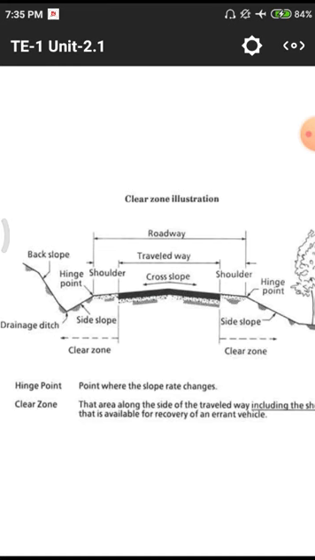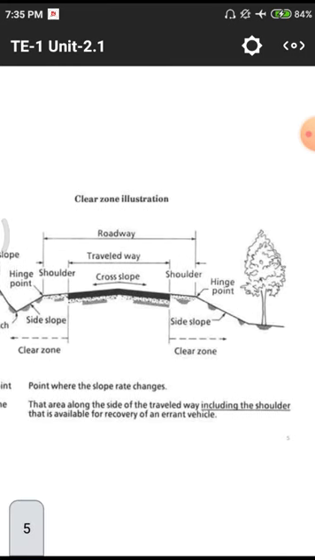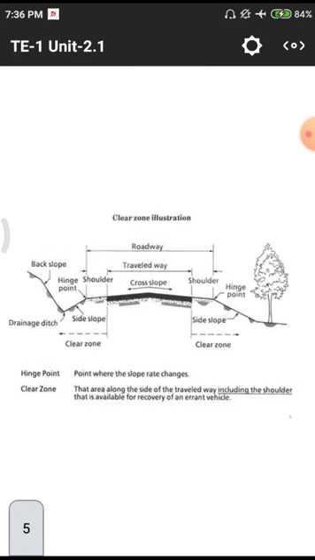That means the area along the side of the traveled way, including the shoulder, that is available for recovery of any errant vehicle. Whenever there is a disturbance in our vehicle, like tire failure or any other engine failures, we need to keep our vehicle in a clear zone, so that there is no disturbance to the other pedestrians or any vehicles or any other purposes. Okay, this is the clear cut image showing different parts of the roads and different proportions of the roads.